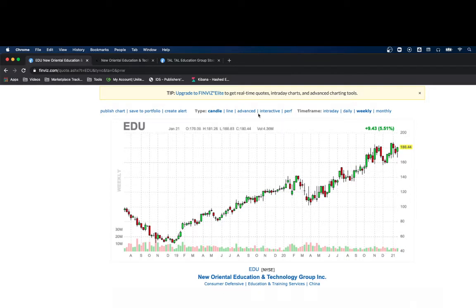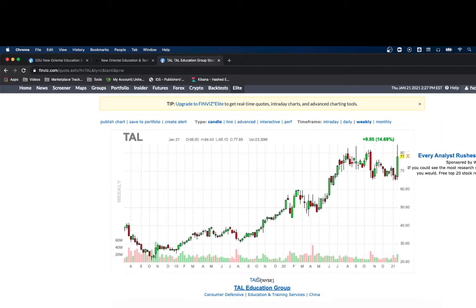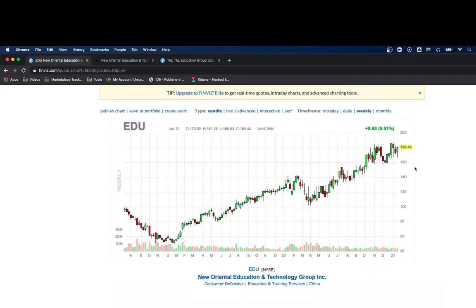And another example is a similar stock from China, Tal Education Group, that had their earnings today. As you can see, they're up 14.7%, and they were much higher today when they started the day. They were at almost $84, so it was up to like 20% gains today. So I think you guys can get the same kind of returns in just one day with investing in this.